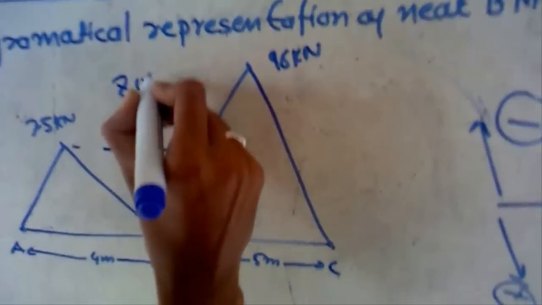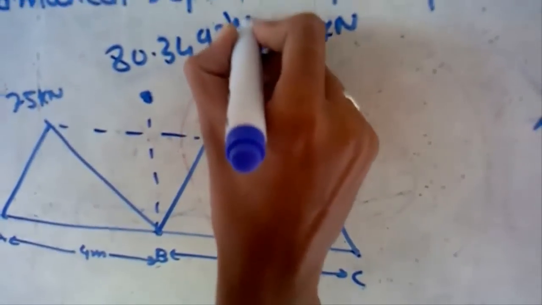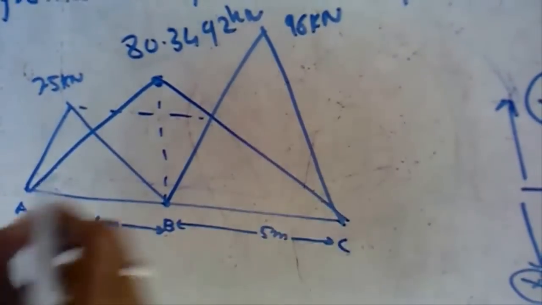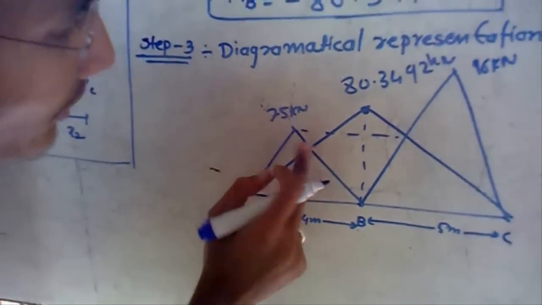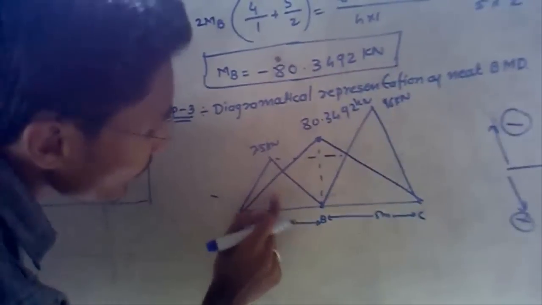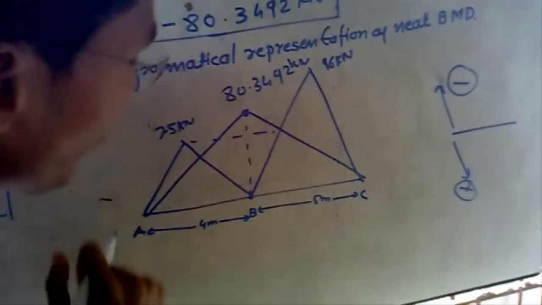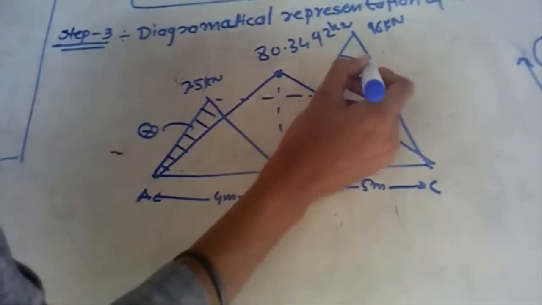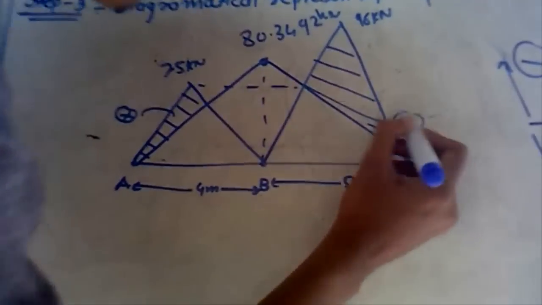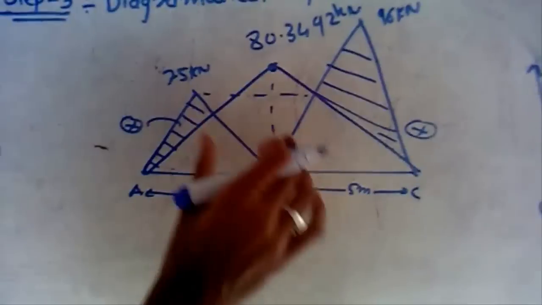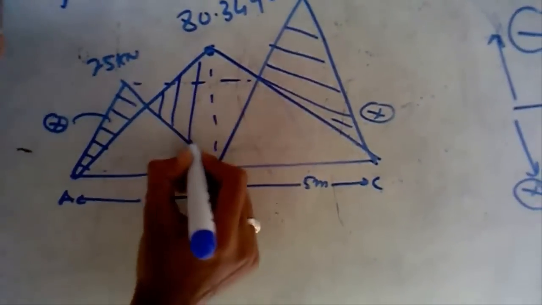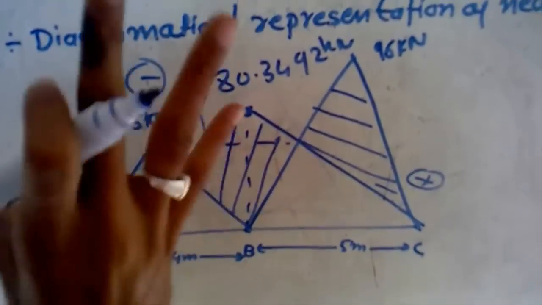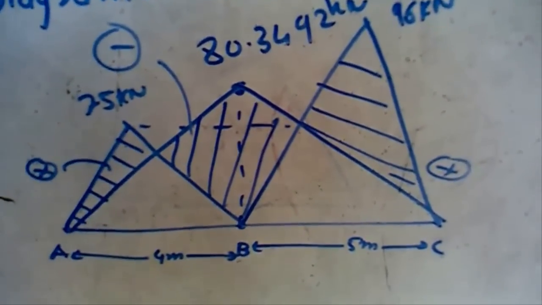So what is this? It is 80.3492 kilonewton. Okay, so the diagram is like that. So see here, this portion is negative and this portion is positive. This portion we make neutral, but this portion is always positive. This portion remains positive because it cannot overlap into the negative portion, but this portion is minus. Okay friends, so this is the total answer of the bending moment diagram at the B point.